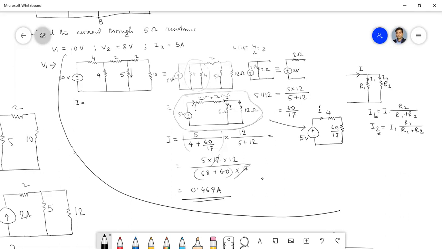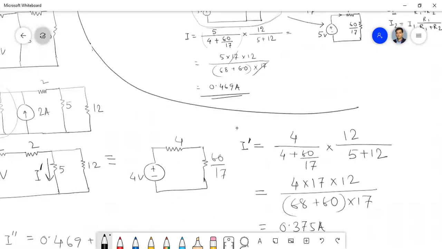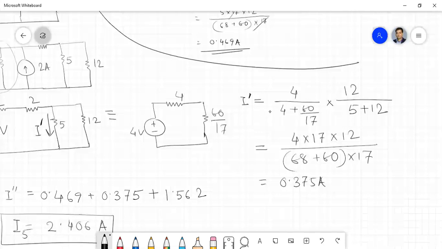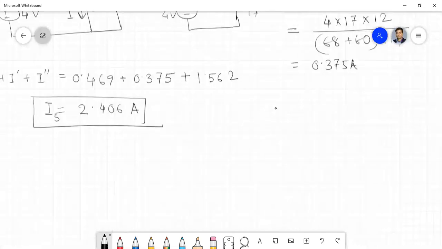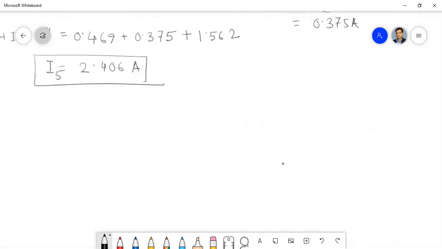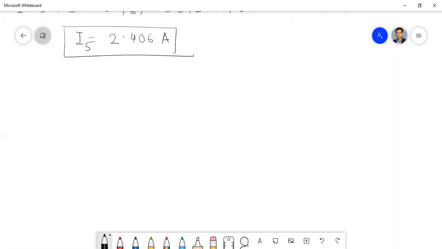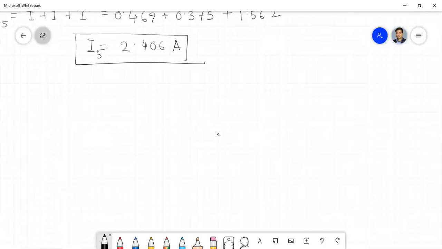Is it clear? Now, should I go for another circuit, another problem, or should I go for the next theorem? I have another circuit, I can discuss that with dependent sources. What should I do? You just suggest. Yes, sir. Please discuss it. Okay.